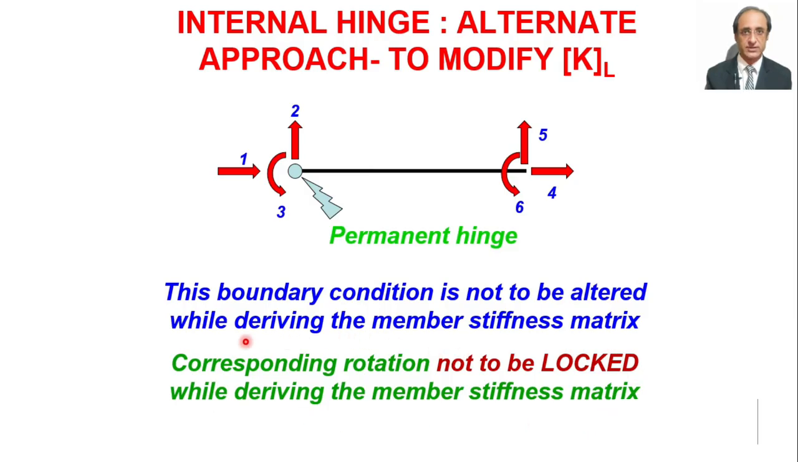So this approach is very similar to the modified approach in the case of the moment distribution method and also the slope deflection method, when the far end is, say, a hinge. So we have different coefficients in the two methods. So this approach is quite similar to that one.